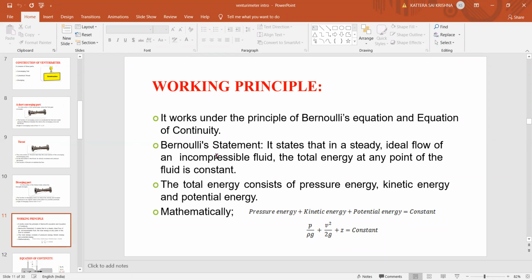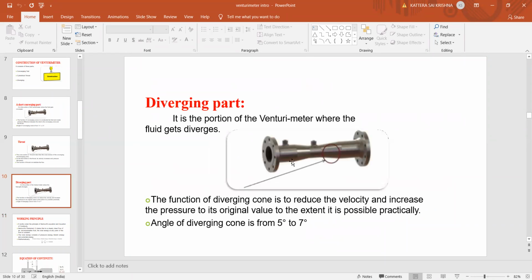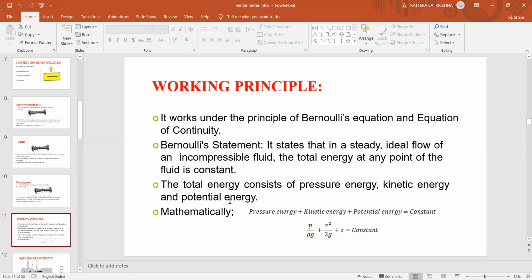Nothing but if you take two sections here, for example, if you take one cross section here, the total energy which is here should be equal to the total energy which is here. So that is the meaning here. So what is this total energy? First we need to know. We have three energies, that is pressure energy, kinetic energy, and potential energy. The summation of these three energies is called total energy. So this total energy for section 1, nothing but P1 by rho 1 g plus V1 square by 2g plus Z1, should always be equal to some constant.